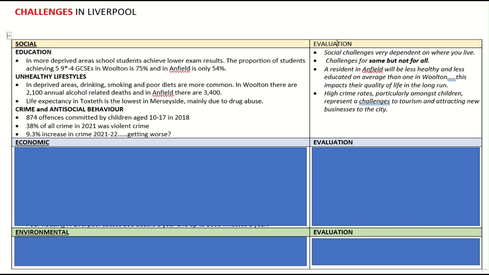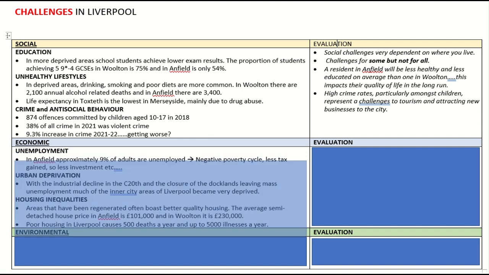But ultimately, and I'd have a little read through those and pause the video, there are social challenges in any city. It's not just Liverpool. And it is very dependent on where you live. A resident in Anfield will be less healthy and less educated and less wealthy than one who lives in Woolton, and this impacts their quality of life in the long run. But unfortunately, these social impacts also have a knock-on effect because they can deter tourists from visiting, and they can deter new businesses coming into the area as well. So they do need to be solved.